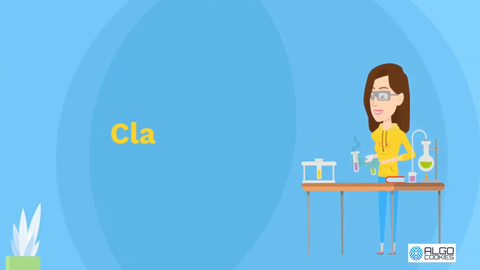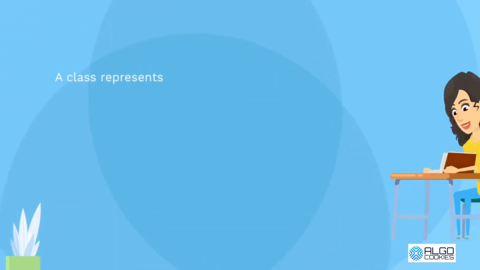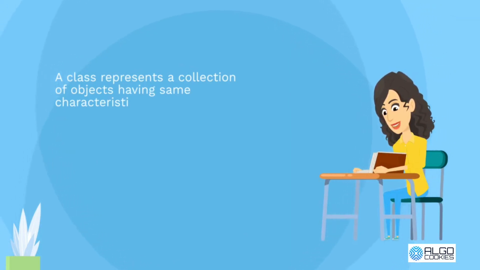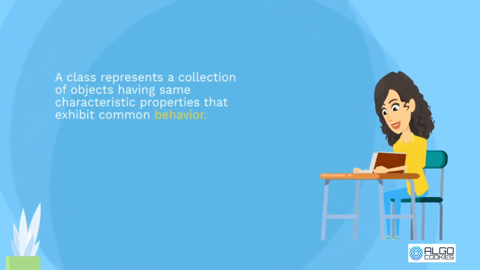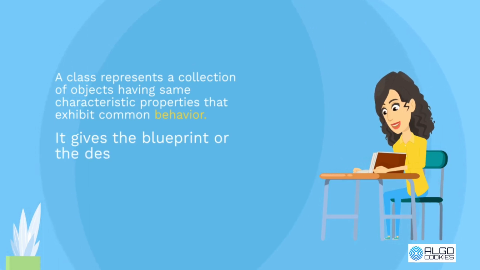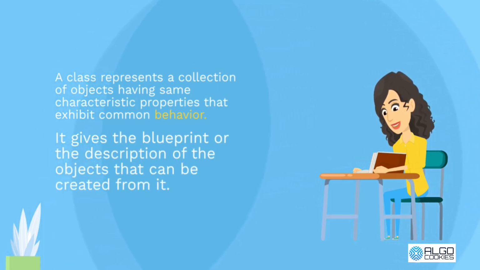Class. A class represents a collection of objects having same characteristic properties that exhibit common behavior. It gives a blueprint with a description of the objects that can be created from it.